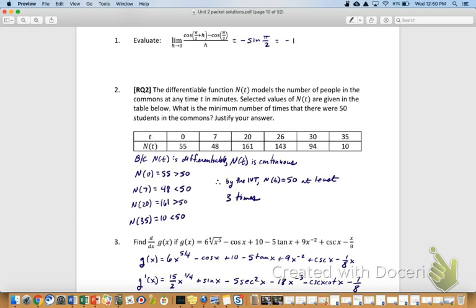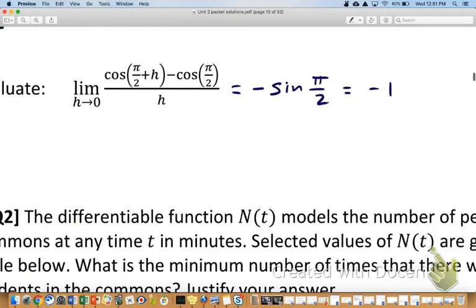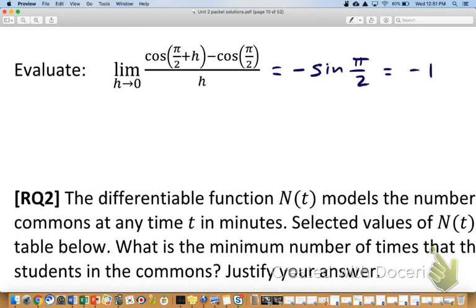So, Carson, I saw it looked like you did number 1 without a calculator. Is that true? Do you want to explain what your thought process was? Well, it's just the derivative of the cosine of pi over 2, which is negative sine of pi over 2. Because it's f of x plus h minus. Yeah, that's kind of where I want to go with this.